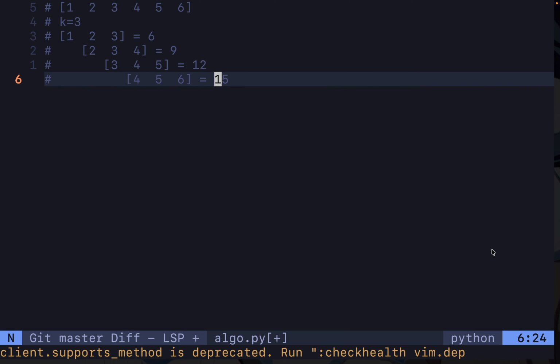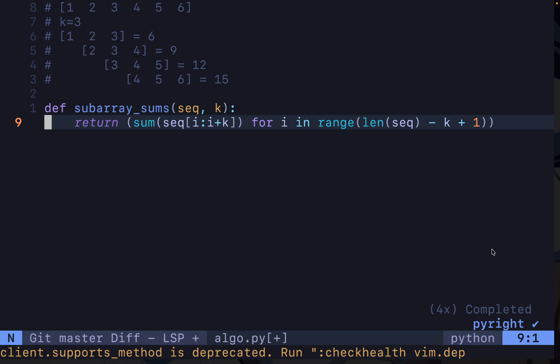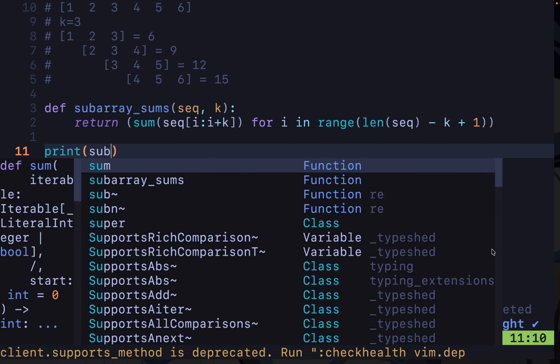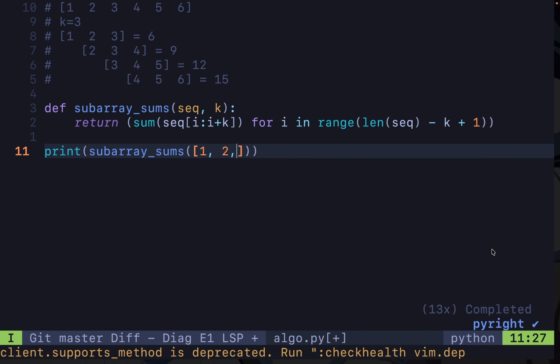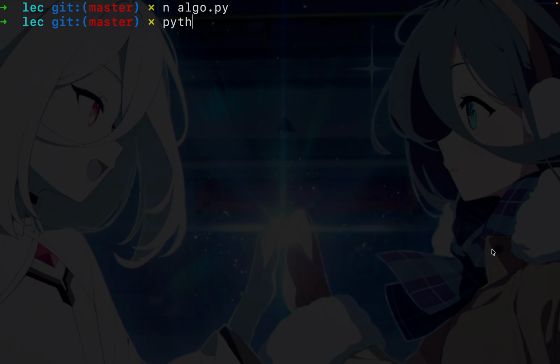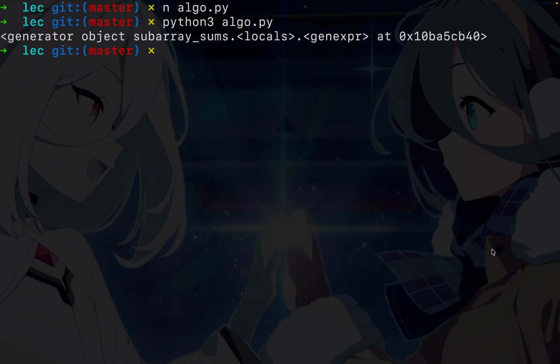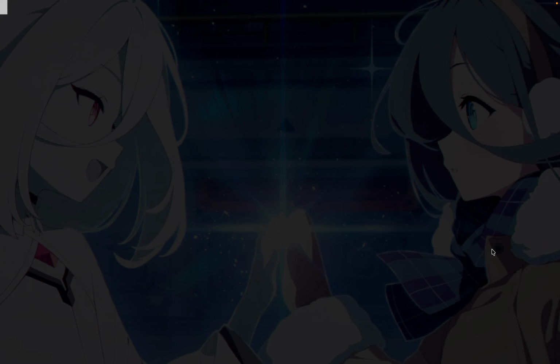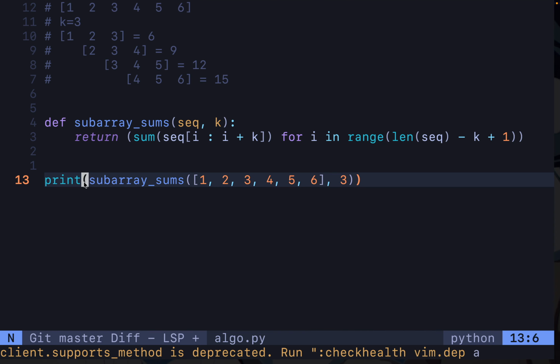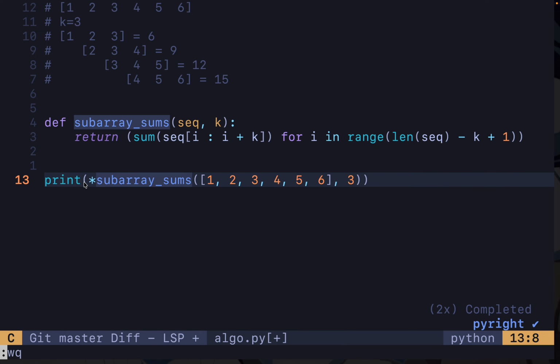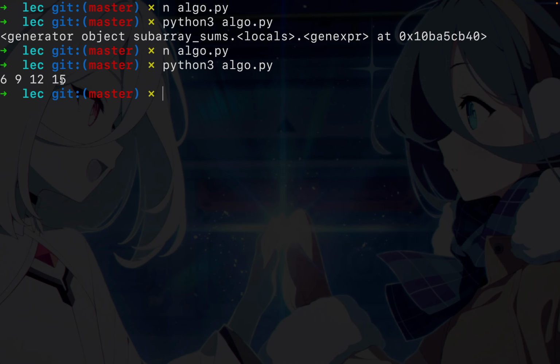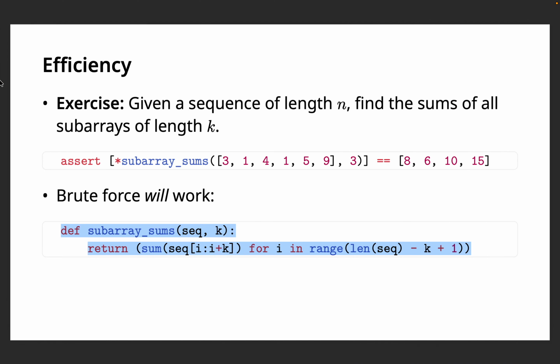Let's try to run this. So if I have this and I try to print out subarray sums, then 1, 2, 3, 4, 5, 6, where k is equal to 3. Oops, this should be here. And if I try to run this, Python 3 algo.py, this should give me all of the elements there. This should give me those subarray sums that I want. So this is a solution that would work.